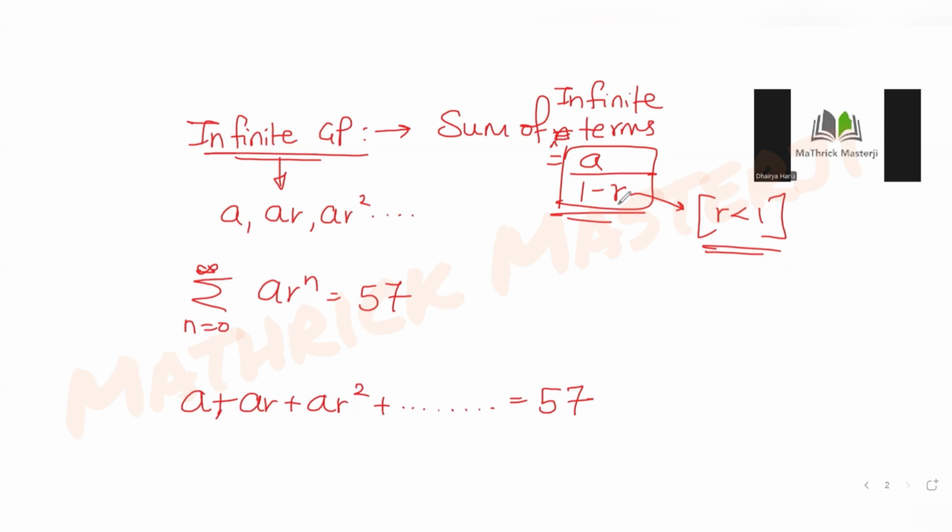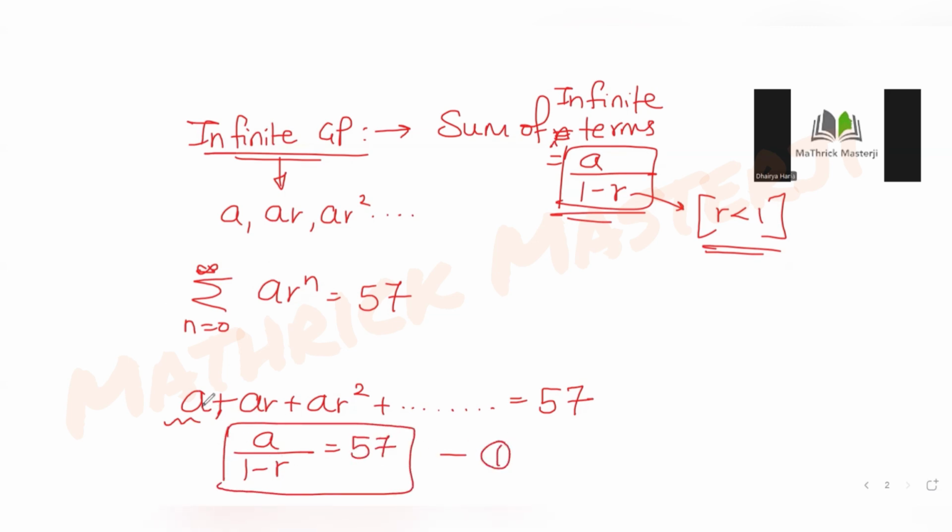Using the formula for the sum of infinite terms, the first term a divided by 1 minus r is equal to 57. I know this because I'm multiplying each term with r to get the next term. So this is equation 1.